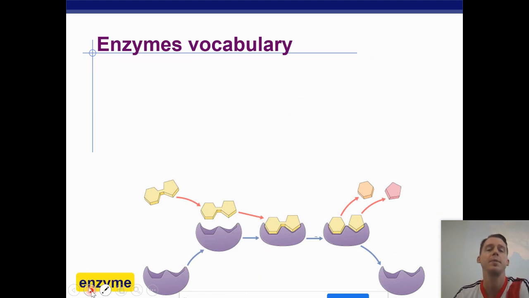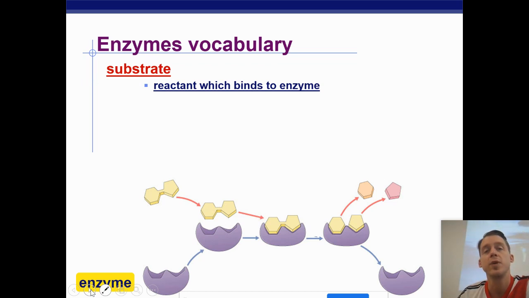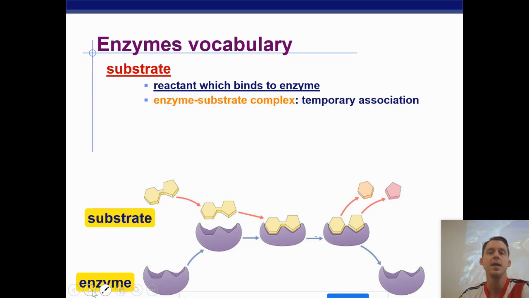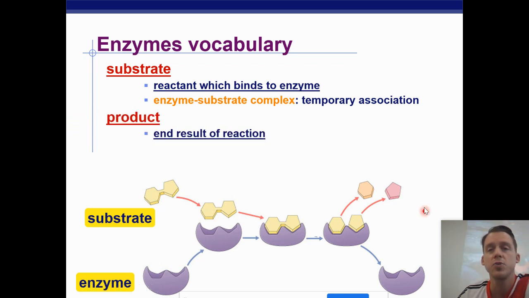So some important vocabulary. The enzyme is the protein that is helping to catalyze the reaction. It is this purple thing. The substrate is the reactant. In yellow, it binds to the enzyme. The enzyme-substrate complex in the very middle here is that temporary association between the enzyme and the substrate. The product, that's just what we're left with, right? The orange and pink thing that came as a result of the enzyme's action.